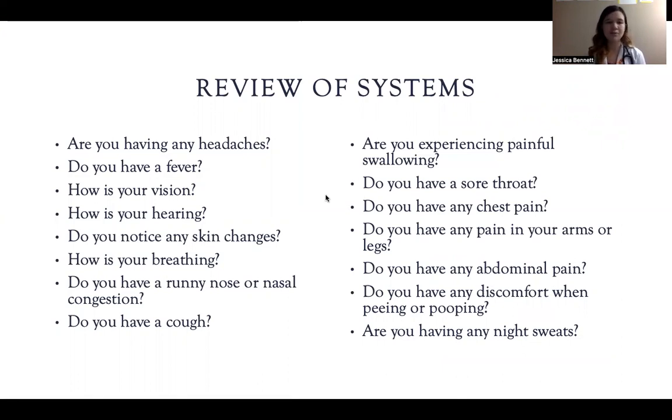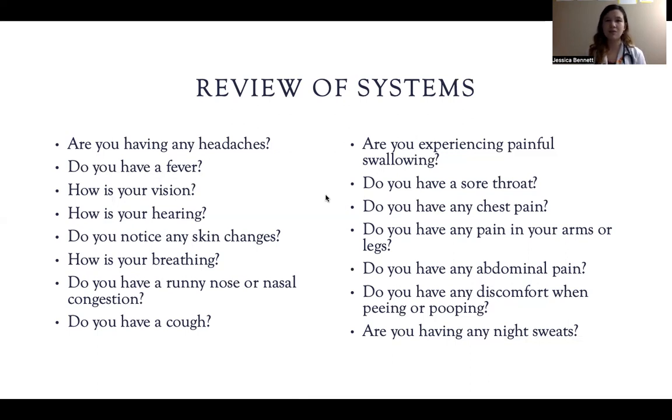So some examples of questions you can ask include, are you having any headaches? Do you have a fever? How is your vision? How is your hearing? Do you notice any skin changes? How is your breathing? Do you have a runny nose or nasal congestion? Do you have a cough? Are you experiencing painful swallowing? Do you have a sore throat? Do you have any chest pain? Do you have any pain in your arms or legs? Do you have any abdominal pain? Do you have any discomfort when peeing or pooping? And are you having any night sweats?